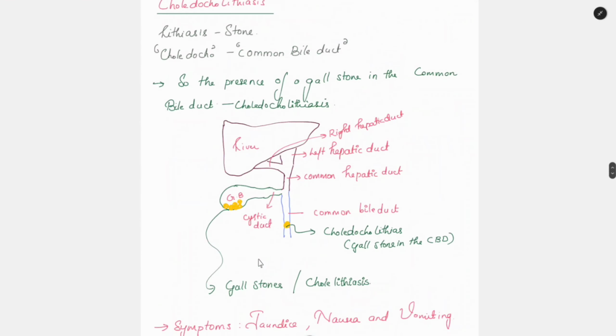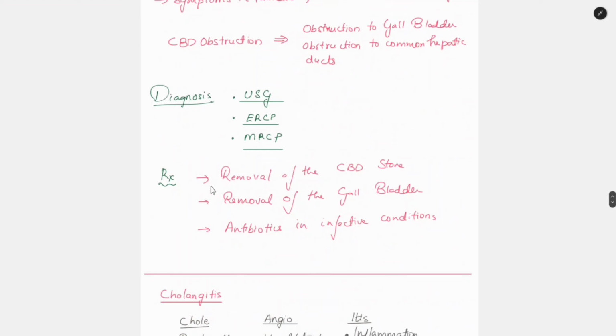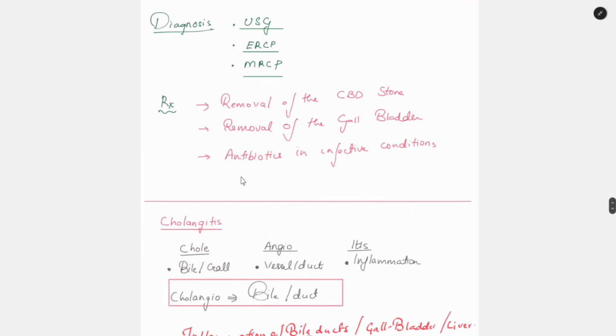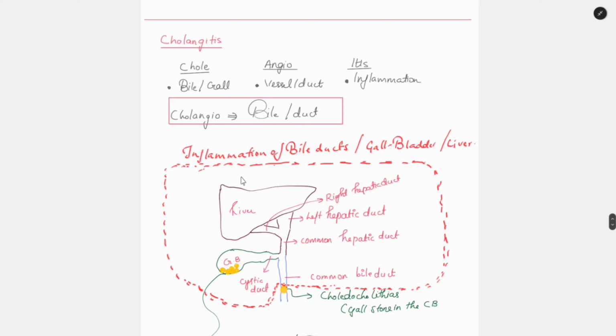And how would we treat choledocholithiasis? Treatment is the removal of the CBD stone. Of course, we should remove the obstruction, and remove the gallbladder, which is called a cholecystectomy, and give antibiotics in patients with infective conditions. Hope you understood what is choledocholithiasis. Now let's see what is the final condition called cholangitis.